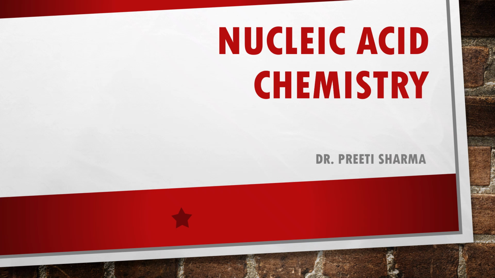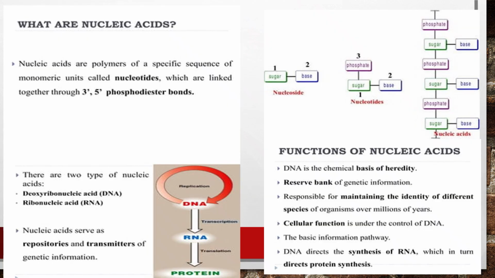So today I'll be discussing nucleic acid chemistry. Nucleic acids are polymers of specific sequences of monomeric units called nucleotides, which are linked together through the 3'-5' phosphodiester bond. There are two well-known types of nucleic acids, DNAs and RNAs.